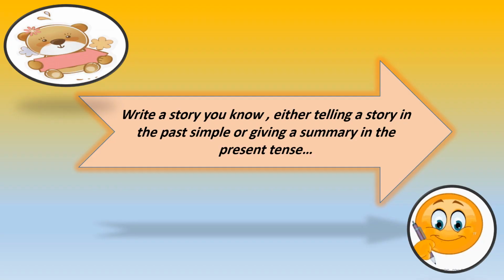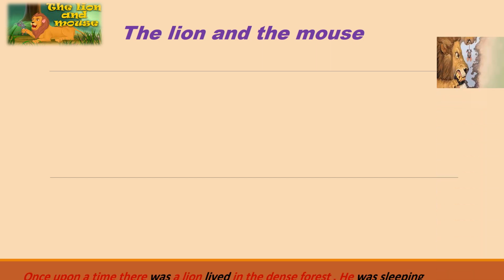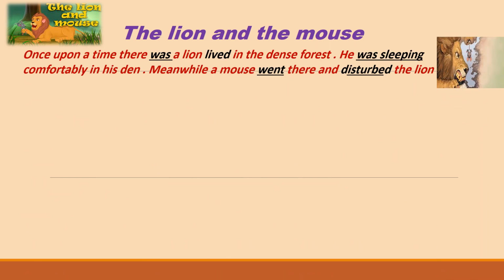Write a story you know, either telling a story in the past simple or giving a summary in the present simple. اكتبي قصة تعرفينها إما بأن ترويها باستخدامك للماضي البسيط أو تعطي ملخصا باستخدامك للمضارع البسيط. Now I want to tell you a fairy tale about the lion and the mouse. الأسد والفأر. Please concentrate on the tenses. ركزي على الأزمنة. Once upon a time there was a lion who lived in the dense forest. في يوم من الأيام عاش الأسد في غابة كثيفة.